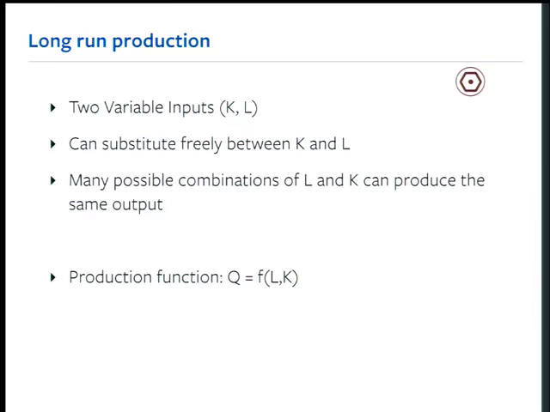Targets come in different sizes. Walmarts come in different sizes. Starbucks come in different sizes. What size store is the right one there? Is it a 2, 3, 4 espresso machine store or a 1 espresso machine store? So in the long run, all inputs are variable, and you can freely choose how many units of labor and how many units of capital you're going to use, right?